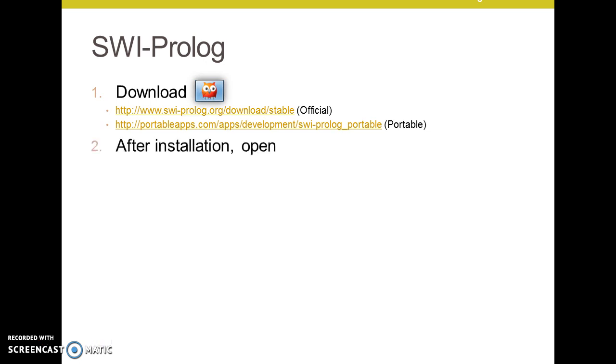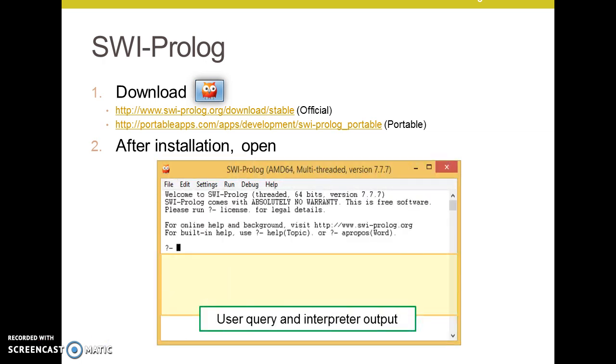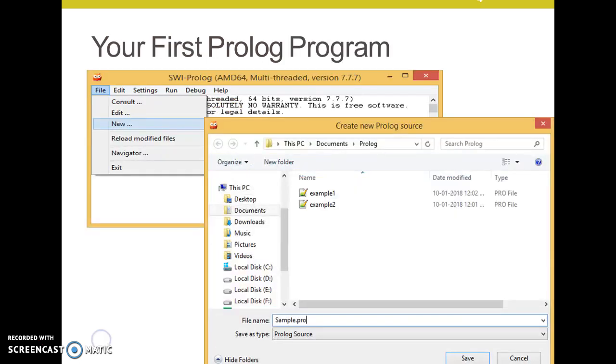After installation, for opening Prolog, select the Prolog icon, which provides us the window as shown in the PPT. Now, select the File menu, New option. It opens the Explorer to save the Prolog file with the .pro extension.